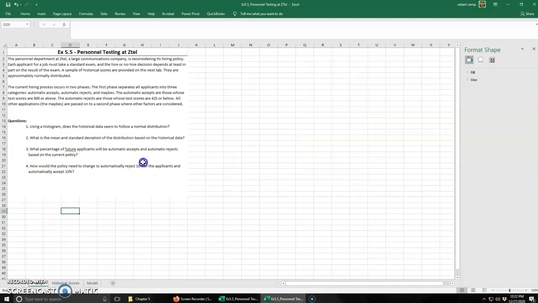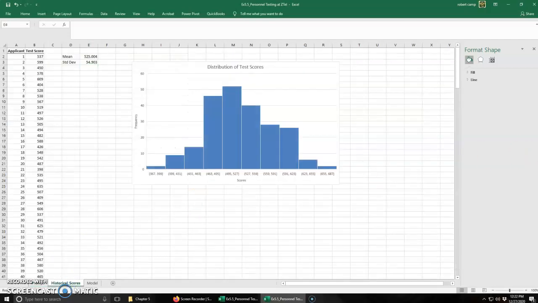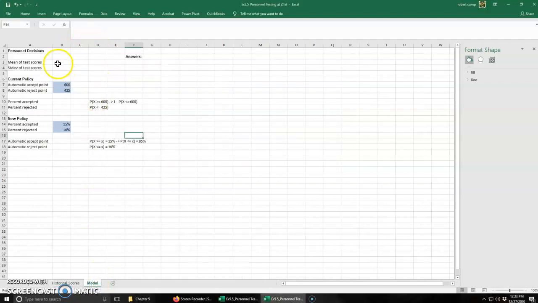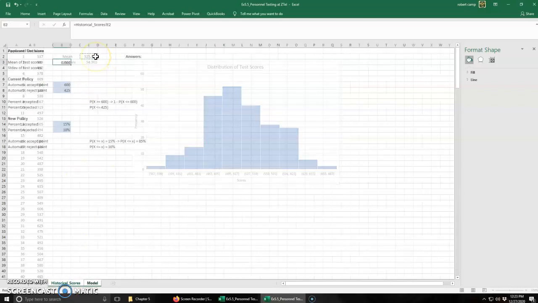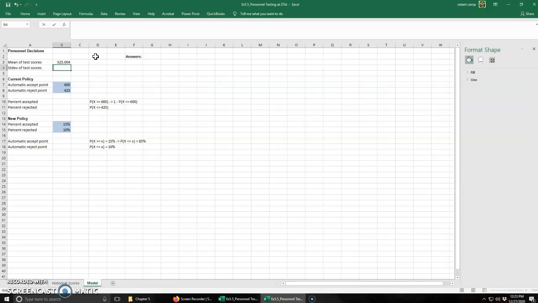Next, what percentage of future applicants will be automatic accepts and rejects? Well, we're going to do that all based on a normal distribution, so this would be a non-standard normal using these two numbers. So I'm going to bring these over, hit equal, draw that over, and do the same thing. In fact, since that one's right below it, I can just grab it and drag it. That way, if anything changes, that'll update, and I'm all fine with everything.